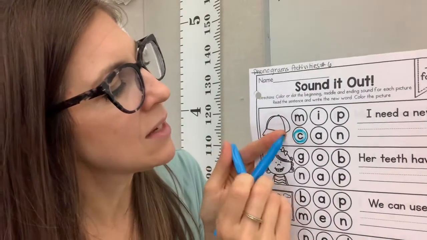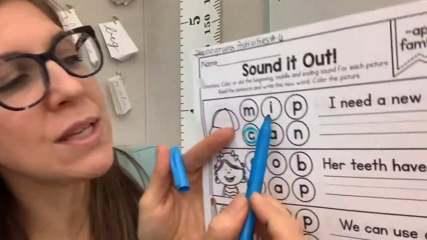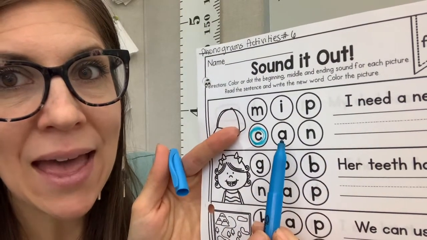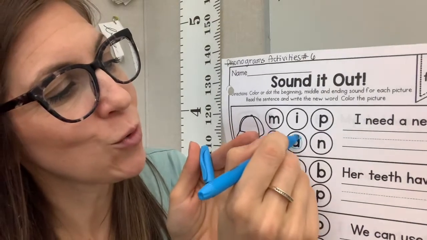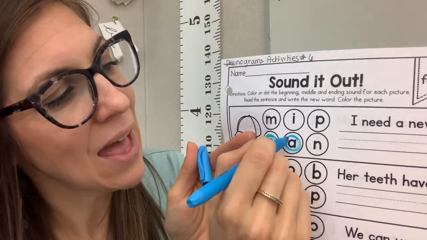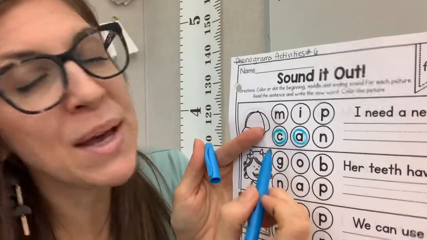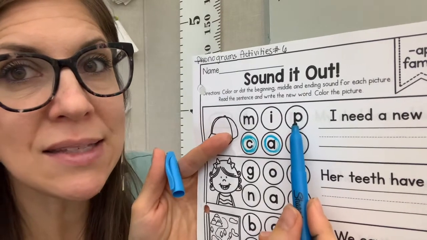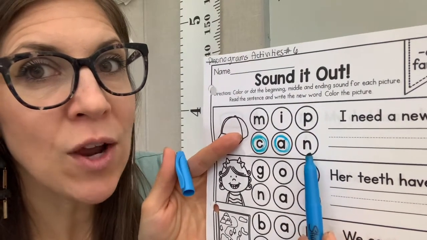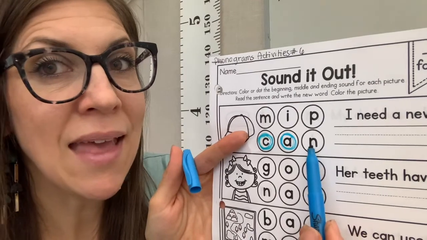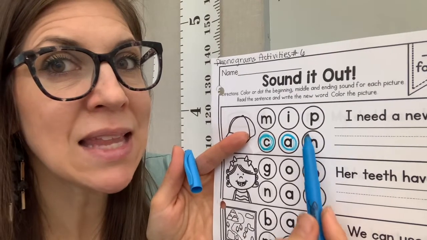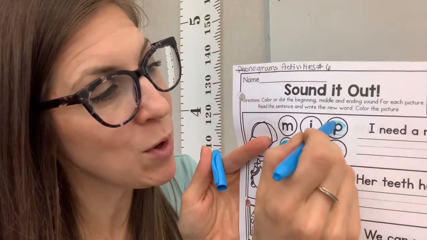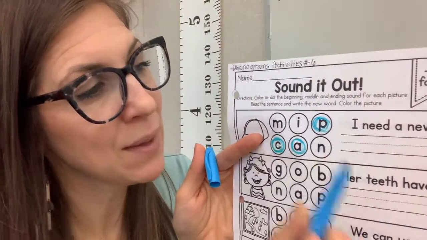And then app. So does this one say a? Or is it this one that says a? Yes, you are correct. This one says a. Cap. P, p. Is this one the letter P? Does it say P? Or is it the letter N? N says n and P says p. So it's this one, right? That's the one that we want. So we can say the word cap, cap.